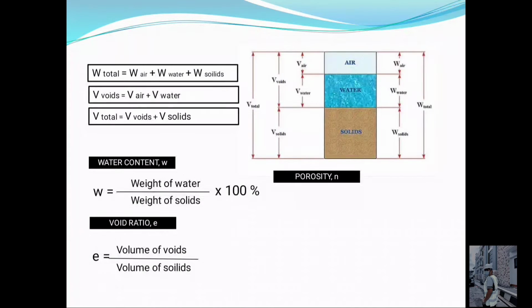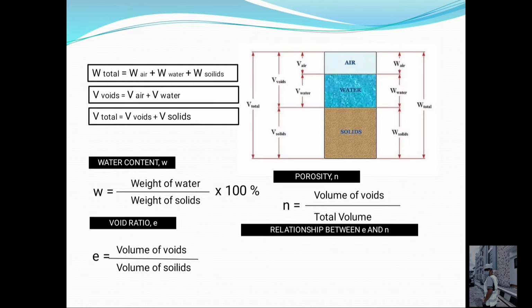Next is the porosity. Porosity is the small letter n. Porosity is equal to the volume of the voids all over the total volume. And we have a relationship between the void ratio and porosity, where n is equal to e over 1 plus e, and e is equal to n over 1 minus n.